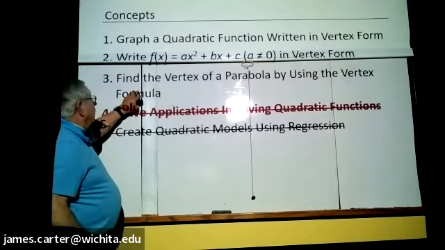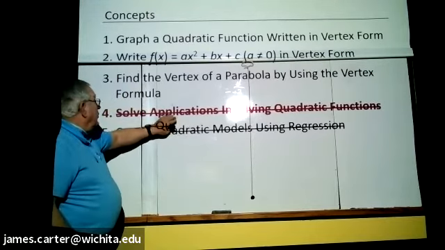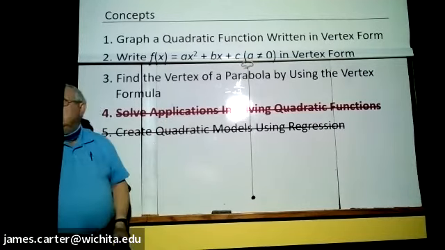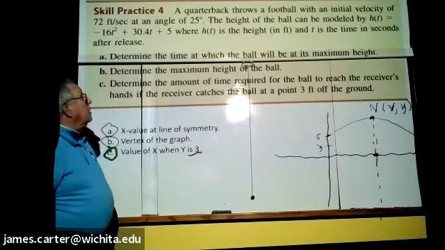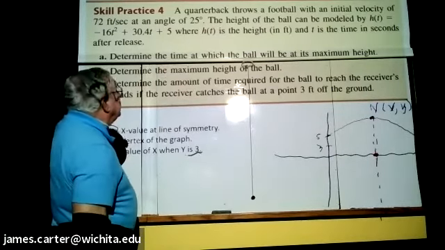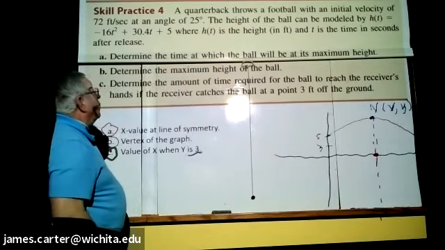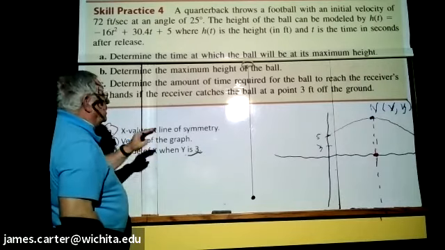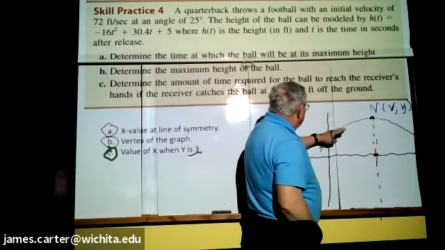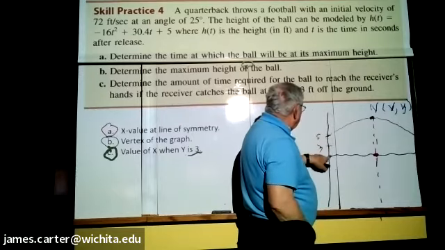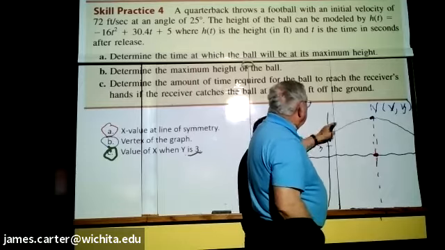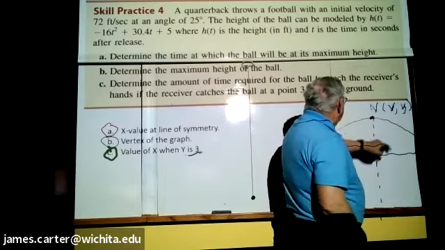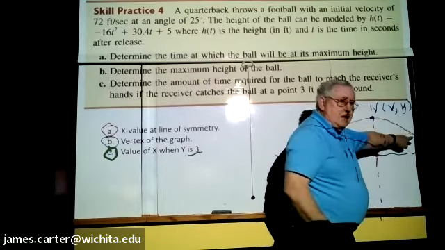Okay, so we've covered here, although applications are not a requirement for this course, I do want to show you two problems real quickly. I'll let you read this. A quarterback throws a football with a certain velocity and at a certain angle from a height of 5 feet. This is the quarterback right here. He throws it at a 25 degree angle, and it goes up and it comes down.